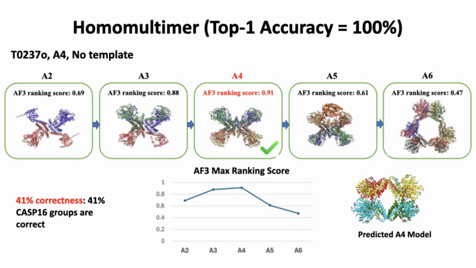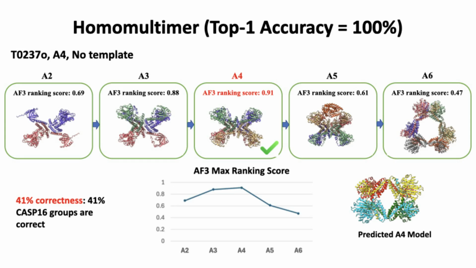So here's one for the whole multimer. The accuracy is very high, about 100%. So here's one example, A4 stoichiometry, no template, but we correctly predict this one, using the ranking score. But only 41% of people actually make this right, 41% correctness.